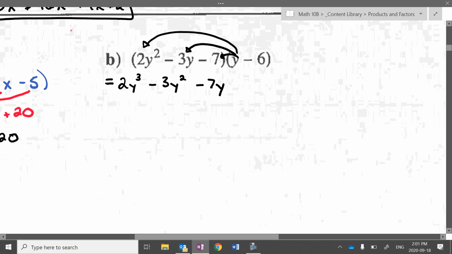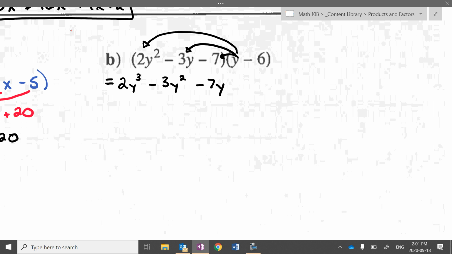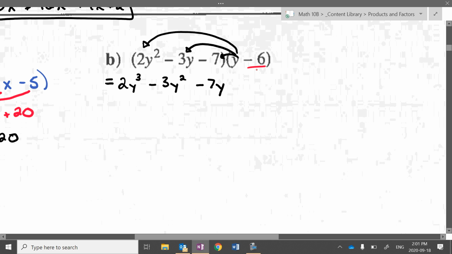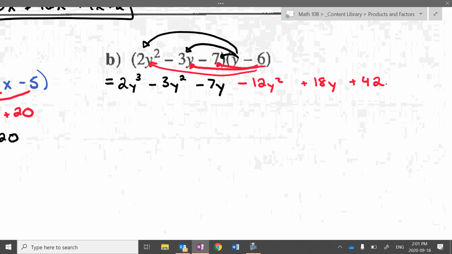Versus on the first one, I would have had to rewrite the y, rewrite the trinomial, rewrite the 6, rewrite the trinomial. Minus 6 here, I'm going to multiply that in. So then I get negative 12y squared. Negative 6 times my middle term gives me a positive 18y. And then my 6 times the very last one gives me a positive 42. It is kind of messy drawing the arrows, but it's kind of just what works for me.